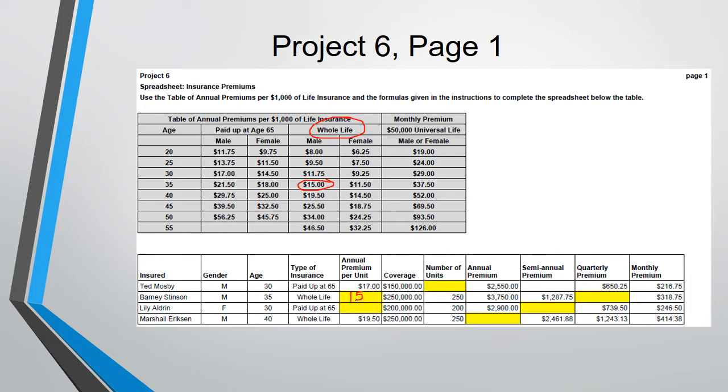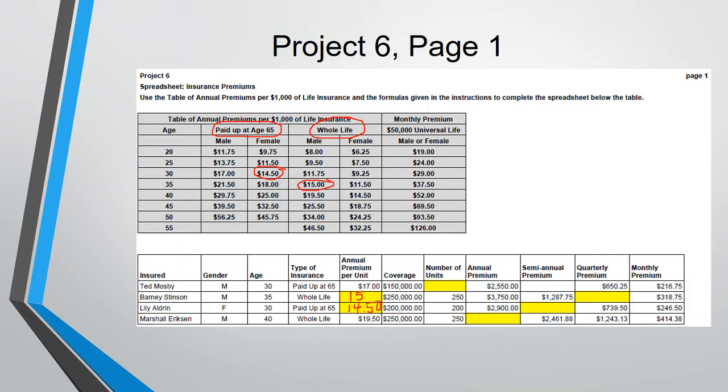The next one, Lily Audrin, is a 30-year-old female, and the type of insurance is paid up at 65 years old. So we're going to look at paid up at 65 years old, female, and 30 years old. That is $14.50. We're going to put that in right here.